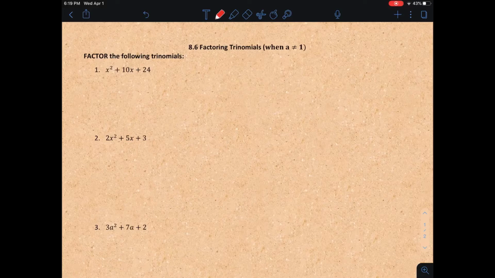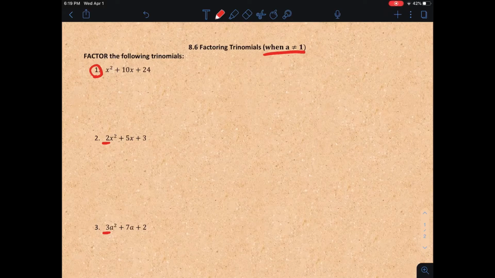Today we're going to be looking at factoring trinomials when a is not equal to 1. In the previous lesson, we factored trinomials when a is equal to 1. For example, if you look at number 1 right here, this would be a problem where a equals 1. But if you look at the problems below that, we're going to be dealing with problems where a is not equal to 1, right? In number 2, we have a 2 there, and for number 3, we do have a 3.